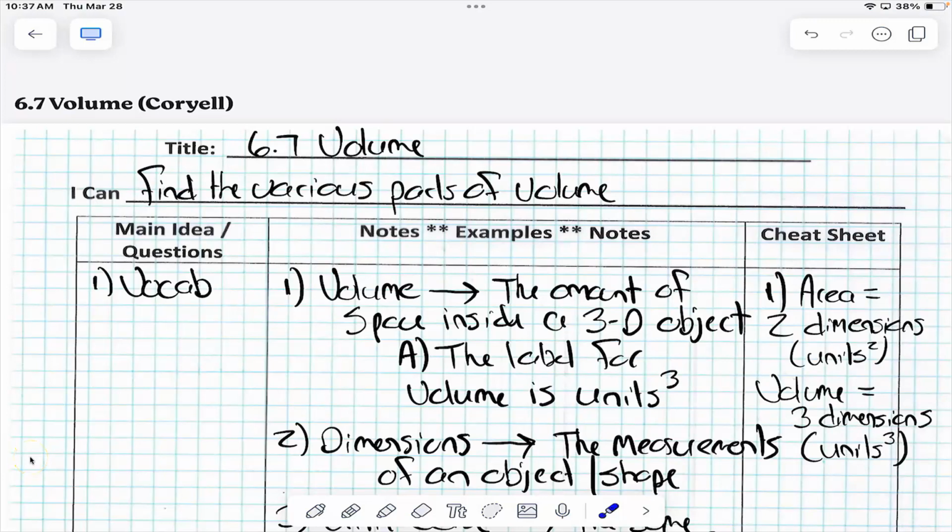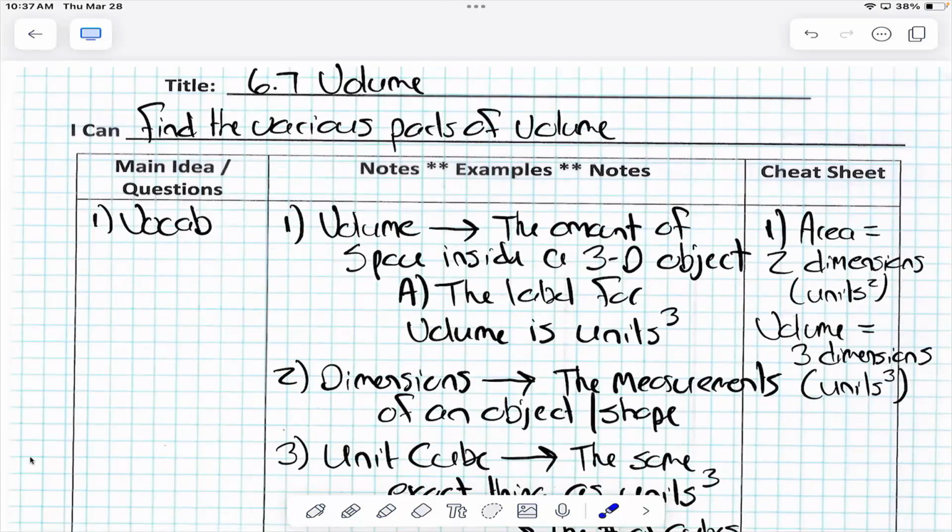Today we finished 6.7 volume, and we are working on finding the various parts of volume. Class, volume can only be measured if you have what type of shape? 3D. It's got to be a 3D shape, right? 3D means it has how many dimensions? 3 dimensions. It has a length, a width, and a height, right? What is the label for volume again? Units cubed, or units to the power of 3.